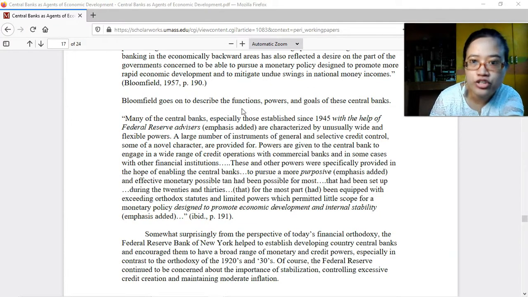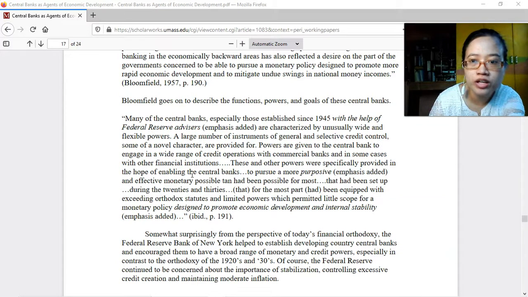Bloomfield goes on to describe the functions, powers, and goals of the central bank. Many of the central banks, especially those established since 1945, with the help of Federal Reserve advisors, are characterized by unusually wide and flexible powers. So they're just starting out and they're just trying new policies as well. A large number of instruments of general and selected credit control, some of a novel character, are provided for. Powers are given to the central bank to engage in a wide range of credit operations with commercial banks and in some cases with other financial institutions. The regulation bit came much later.